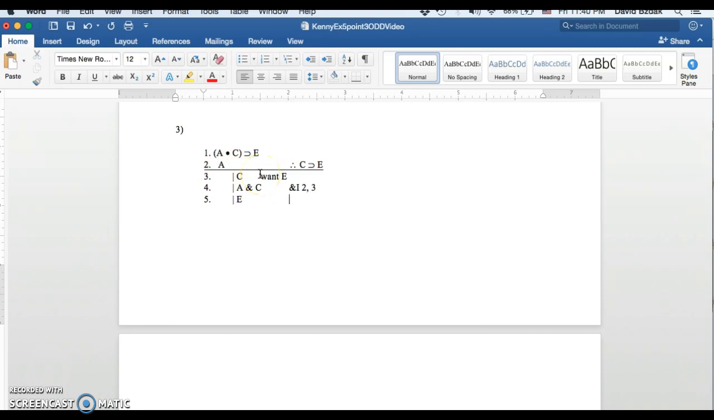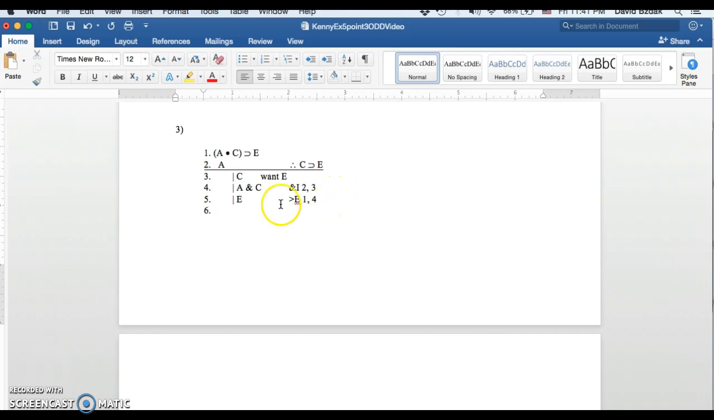So now we can do conditional elimination. 1, 4. 1 is a conditional, 4 is the antecedent. And again, remember you have to have the whole antecedent to apply conditional elimination. You have to have A and C. You can't just have A by itself, you can't just have C by itself. You have to have the conjunction. Everything that comes before the horseshoe. You have to have all of that before you can apply this rule.